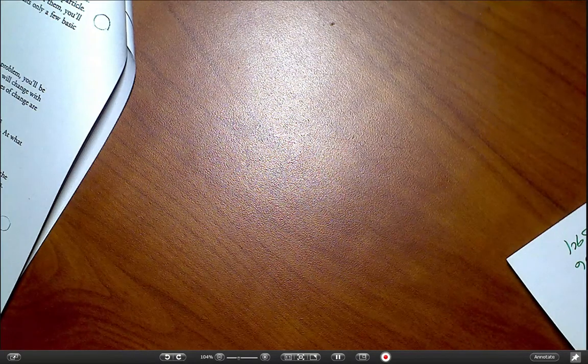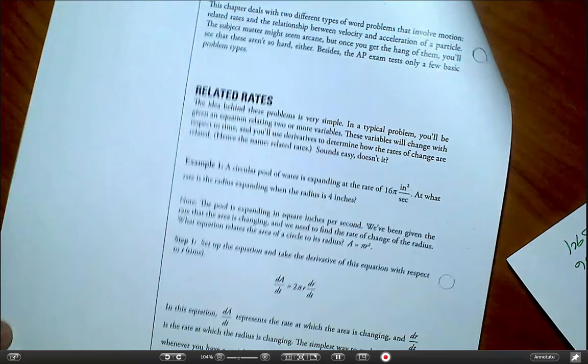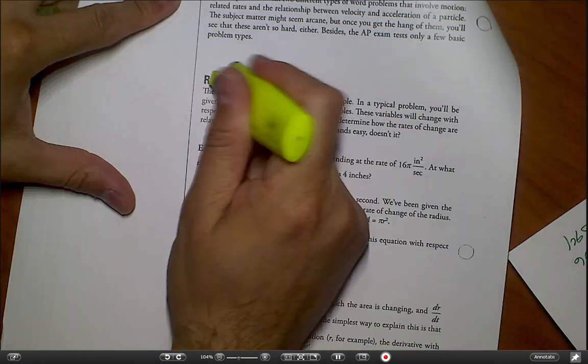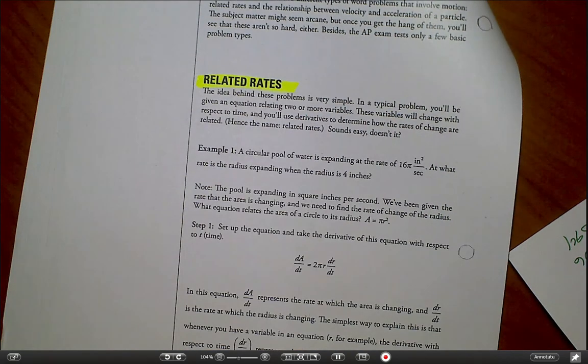So now, some of my next favorite type of problems. Da-da! I actually do like these. Okay, related rates. So in your packet, 228. If you guys fast forward a little bit, 228.